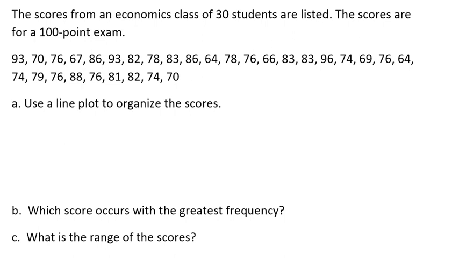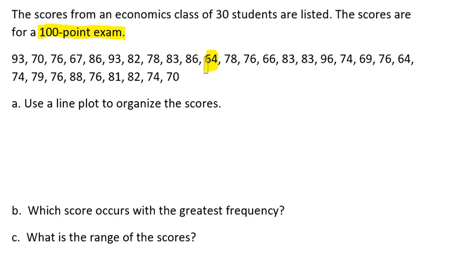So here in this example, we have the scores for an economics class of 30 students, and those scores are listed. The scores are for a 100-point exam. So we know that our maximum score is going to be 100 because it tells us it's a 100-point exam. Now we just need to find our lowest value. As we scan the data, we see that the lowest value is 64. So that will be about where we start our plot.